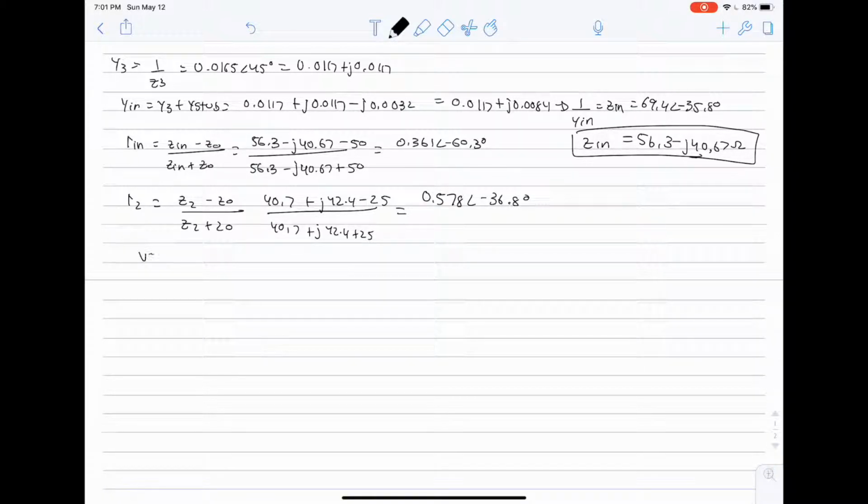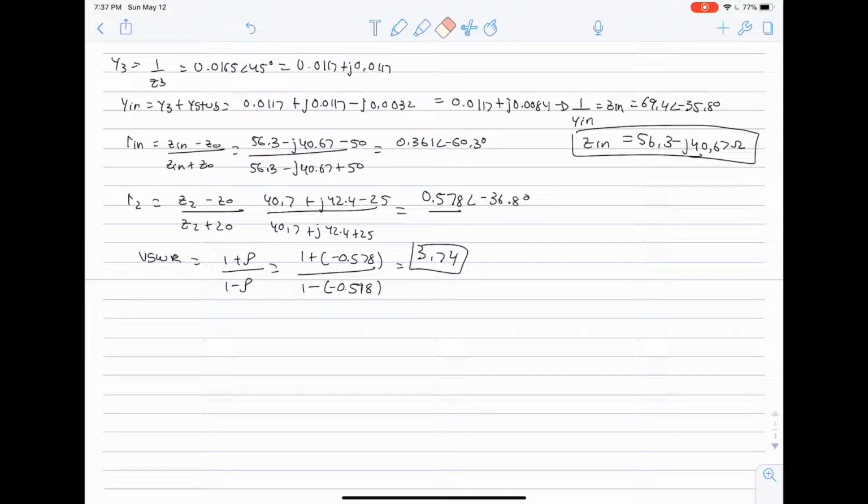And VSWR is 1 plus rho over 1 minus rho, where rho is the magnitude of gamma 2. So it's 1 plus 0.578 over 1 minus 0.578. There's no negative sign there, so it's just 1.578 over 0.422, which is 1 plus 0.578 over 1 minus 0.578.